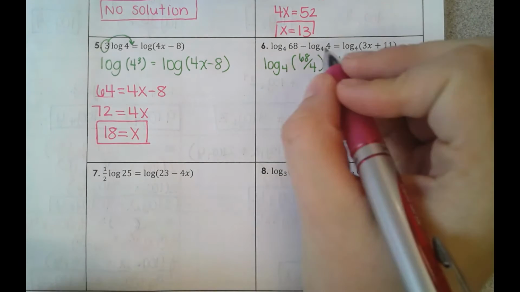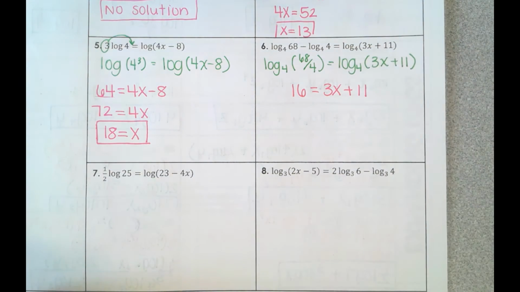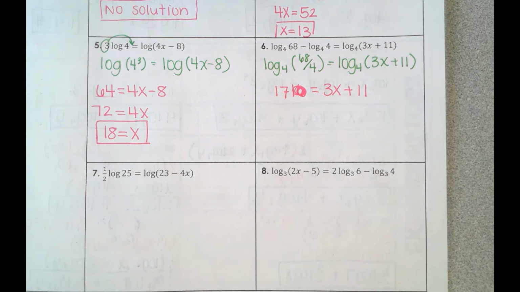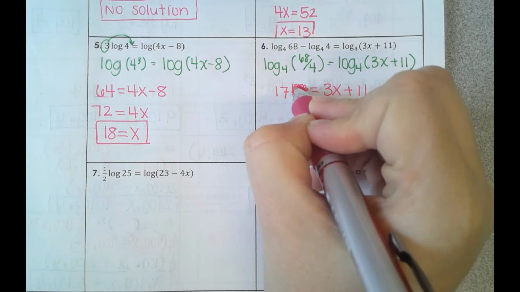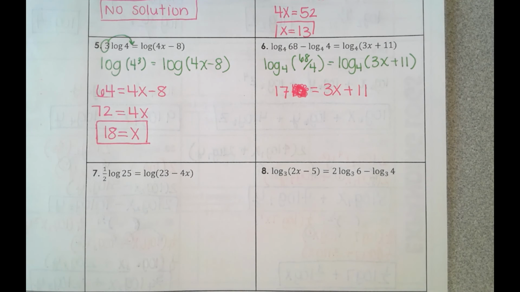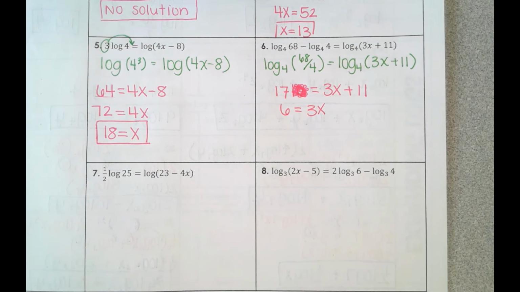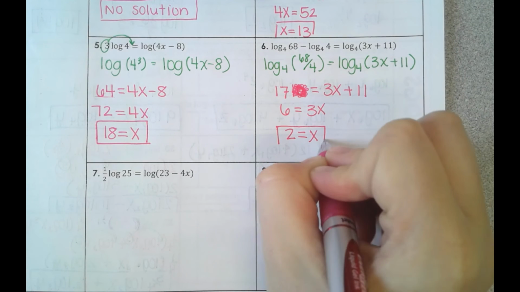So that would be 16 equals 3x plus 11. No, 17, right? My bad. 17 equals 3x plus 11. If we subtract 11 from both sides, we get 6 equals 3x. And dividing by 3, 2 equals x.